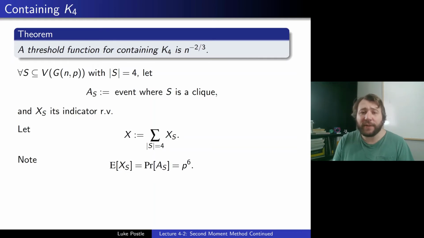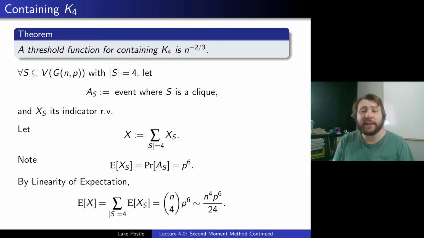And then we're going to note that the expectation of X_S is therefore the probability of its underlying event A_S, which is p to the 6th. There are 6 edges in K4. You need each of them, and they're each independent, so you get p to the 6th. And hence, by the linearity of expectation, the expected number of 4-cliques is this sum, which is n choose 4 times p to the 6th, which is approximately n to the 4th p to the 6th over 24. All right, so we've done the first moment bit.